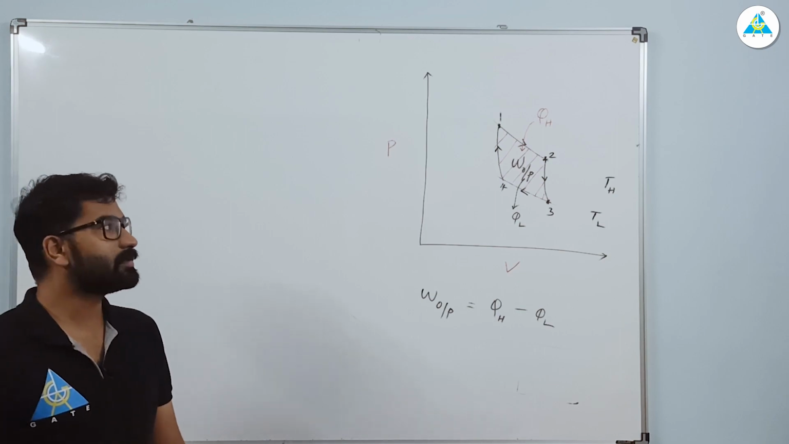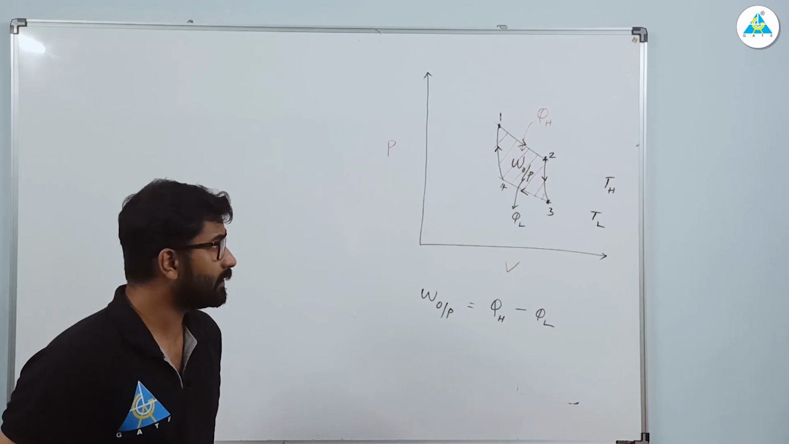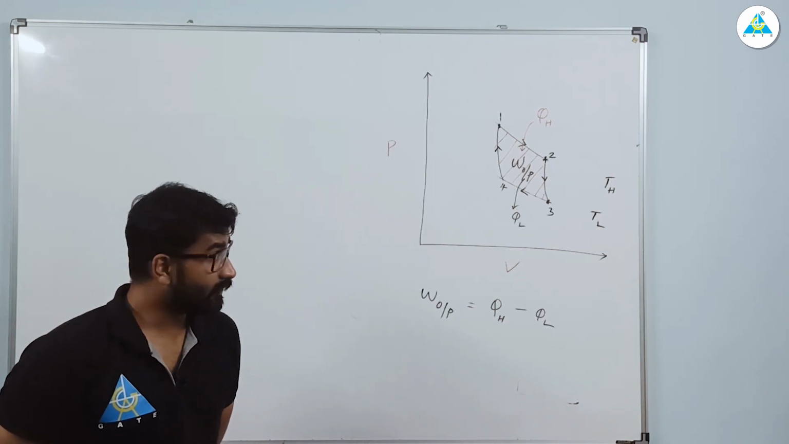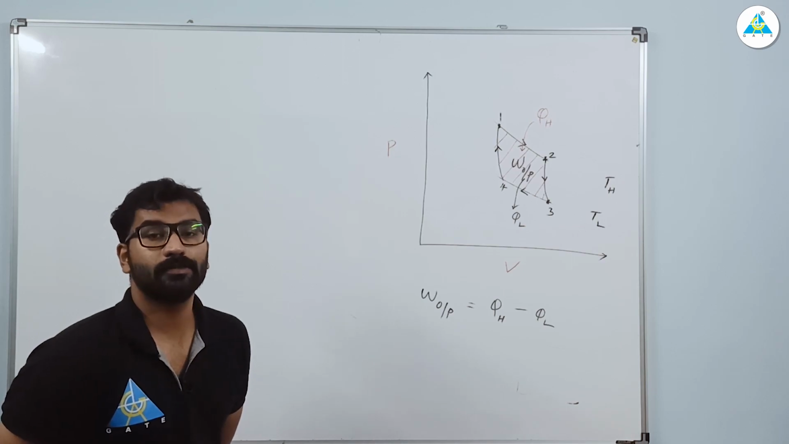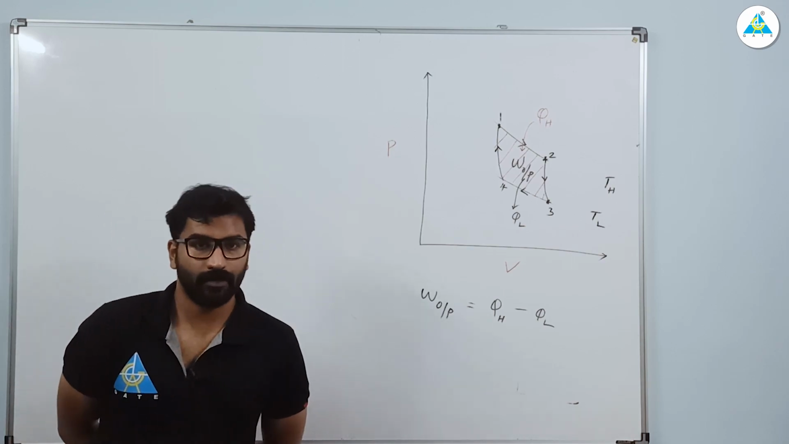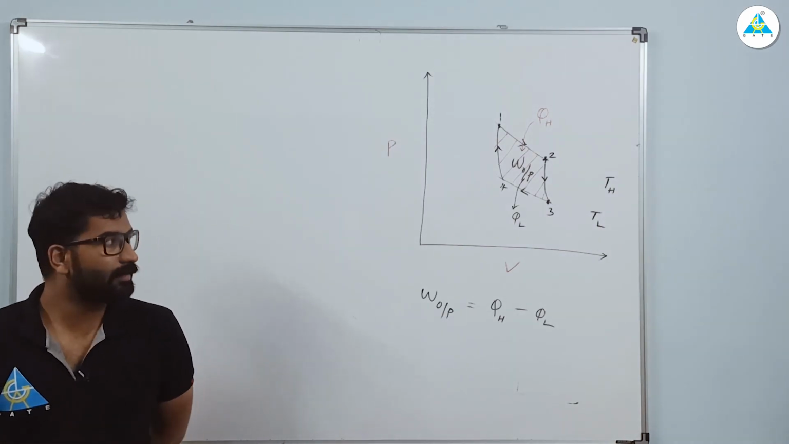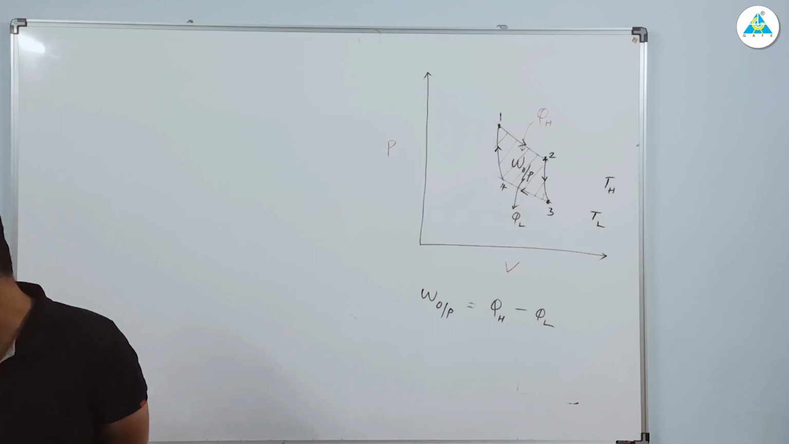So complete the Carnot cycle. The process 1 to 2 is your reversible isothermal expansion. 2 to 3 is your reversible adiabatic expansion. 3 to 4 is obviously your reversible isothermal compression, and 4 to 1 is reversible adiabatic compression. Clear? So these are the 4 things. So complete the diagram and mark all the things.